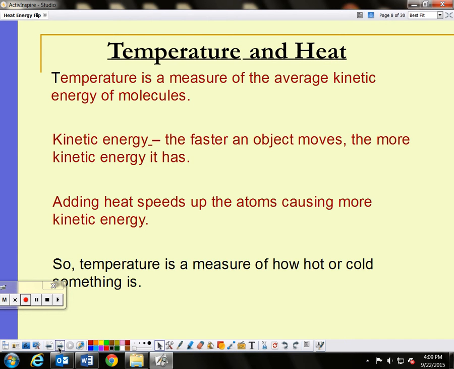The next few slides, I think it's red that you need to copy. Temperature is a measure of the average kinetic energy of molecules. The faster the molecules move, the more kinetic energy it has. In terms of temperature and heat, the faster the molecules are moving, it's going to end up being a warmer temperature. You'll feel the heat. So adding heat speeds up atoms, causing more kinetic energy.